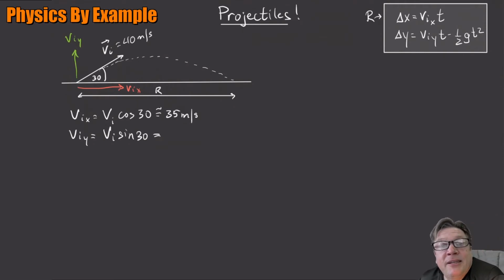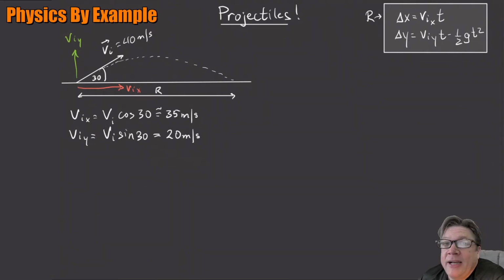Sine 30, you should put that in your head, because that's going to be an angle we'll use over and over again. And sine of 30 is just a half. So 40 times a half is 20. Its vertical speed is 20 meters per second. Neat. So I've got VIX and VIY now, so it looks like I can start looking at my equations and figuring out what the range is.